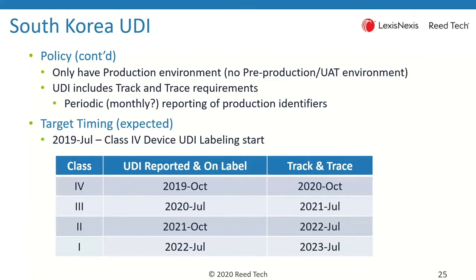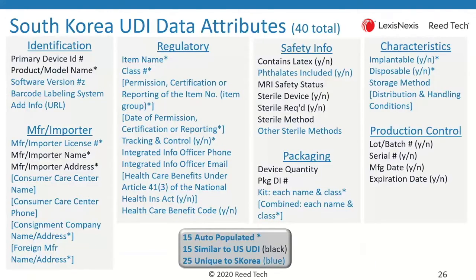Hopefully they will have, again, full support for the machine-to-machine at some point in time here in the near future, and that would be able to accommodate some of these higher volume devices in the class 2 area and class 1 area. We'll leave this for homework, 40 total attributes. And again, some are very similar to the FDA, but in this case, most of them are not. They're unique to South Korea. So you can take a look at that.